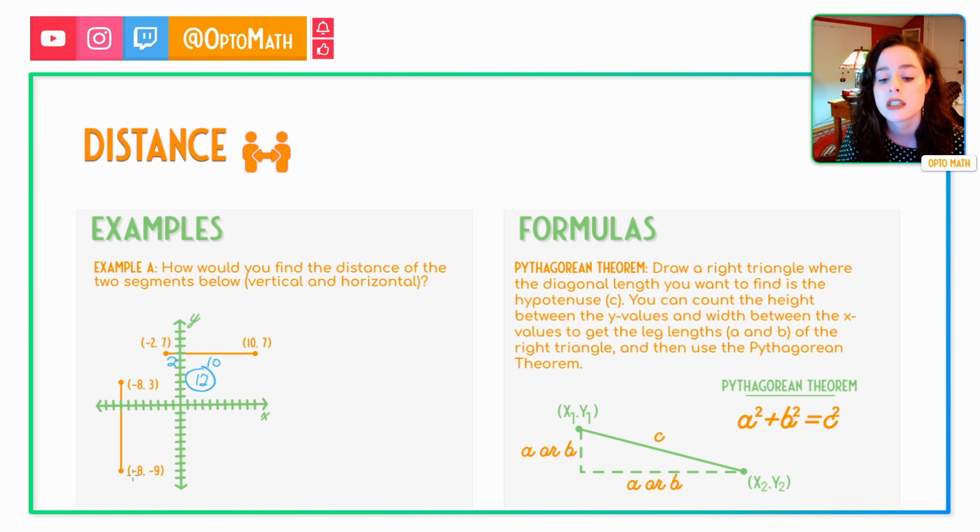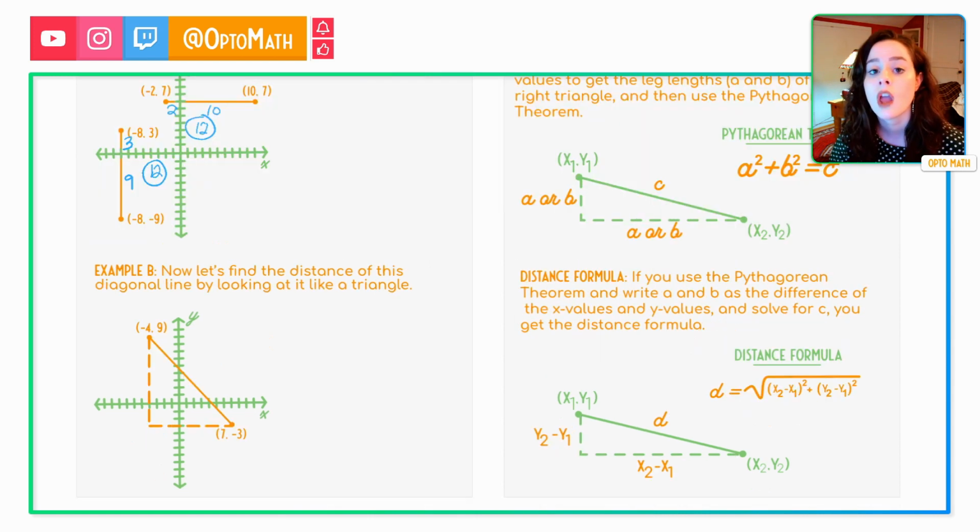So let's look at the distance of this vertical segment. Notice your x values are the same, and that's because it's vertical. So let's count. -9 is a distance of 9, and +3 is a distance of 3. So 9 plus 3, that's also 12. So the distances of both are 12, and that's just coincidence that they're the same. On example B, we have a diagonal line.